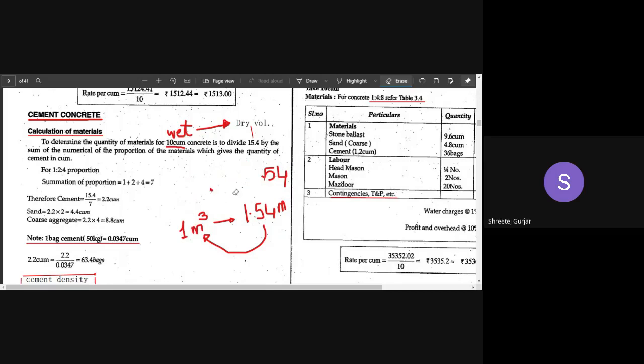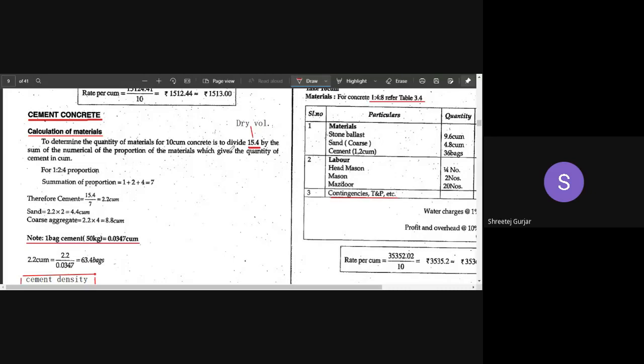Now, for 1 meter cube, it is 1.54. For 10 meter cube of wet concrete, what is the quantity of dry material that you have to take? Can you tell me now? For 1, it is 1.54. For 10, it will be 15.4 meter cube, the dry volume which you have to take to form 10 meter cube of wet concrete. Okay, so this is the basic thing which I have explained, which we will be requiring. Hence, everywhere we will take 15.4. You can see here 15.4 is considered. 15.4 is what? The dry volume.